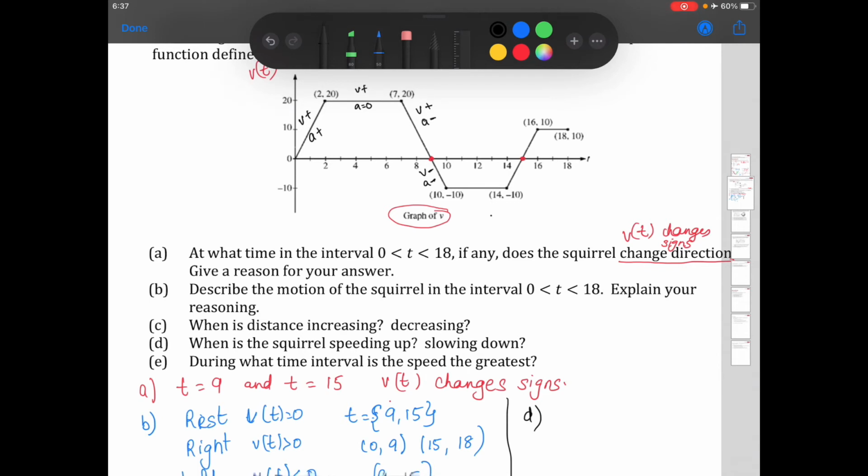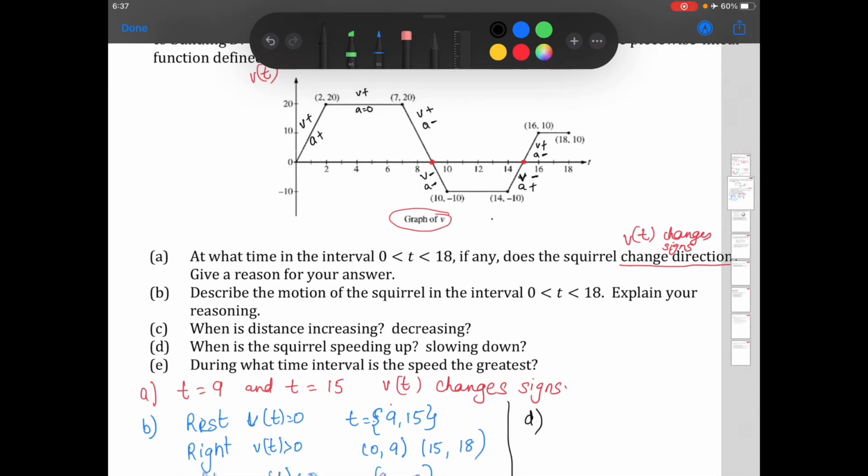From 14 to 15, my velocity is negative because it's below the x-axis. And if you look at the slope, the line's going up, so your acceleration is positive. From 15 to 16, your velocity is above the x-axis, so it's positive. The slope of the line is positive, so acceleration is also positive. Wherever we have the same signs, we are speeding up. Where we have opposite signs, we are slowing down.